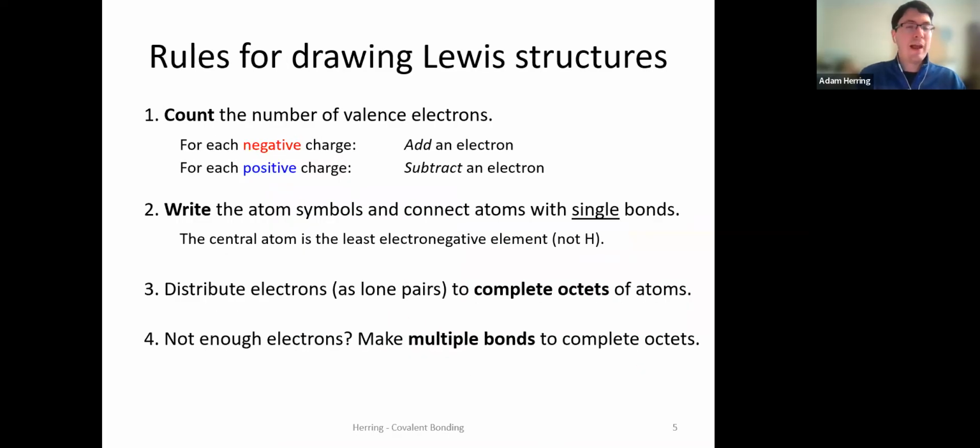We also described how to draw Lewis structures. That includes counting up the number of valence electrons, writing out the atomic symbols and connecting those atoms with single bonds, distributing any unused electrons as lone pairs in order to complete the octets of atoms, and then, if necessary, making multiple bonds if there's not enough electrons to distribute to all the elements involved.